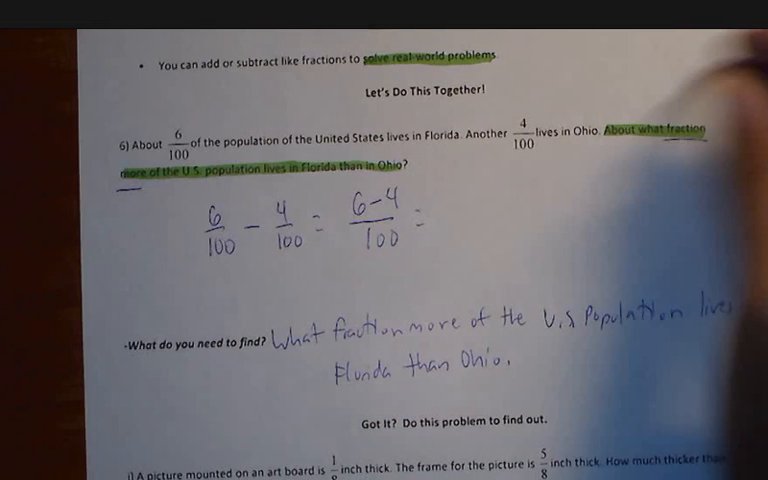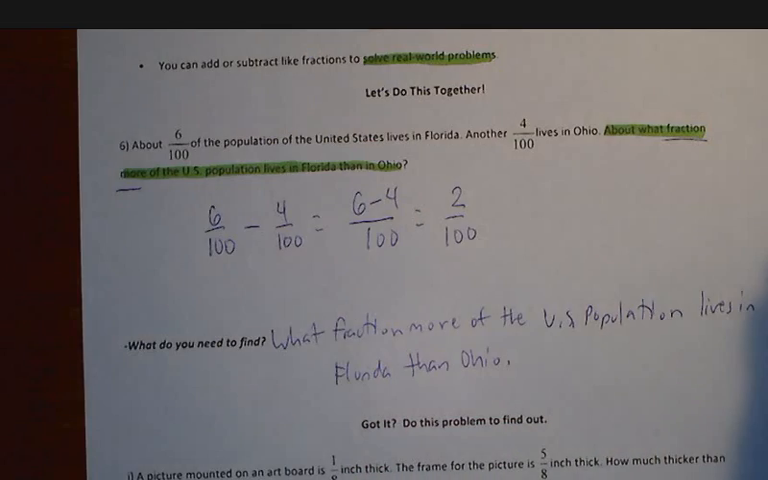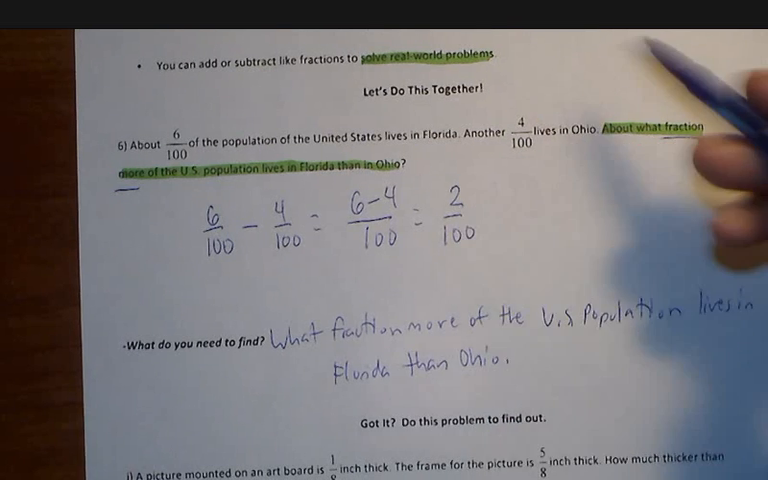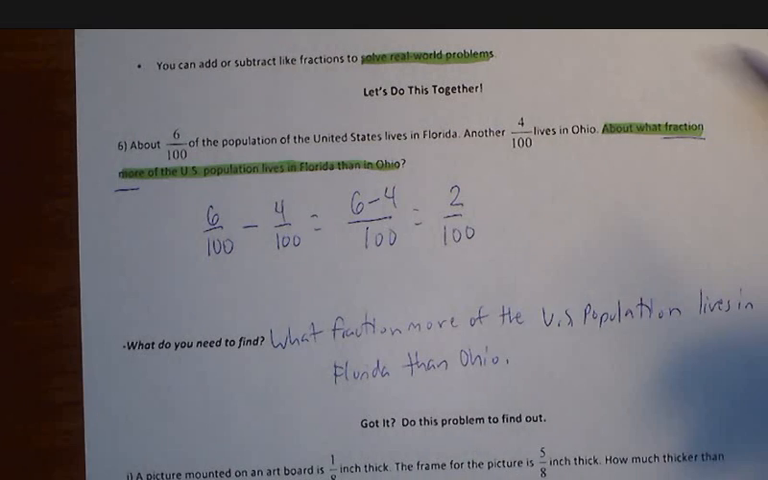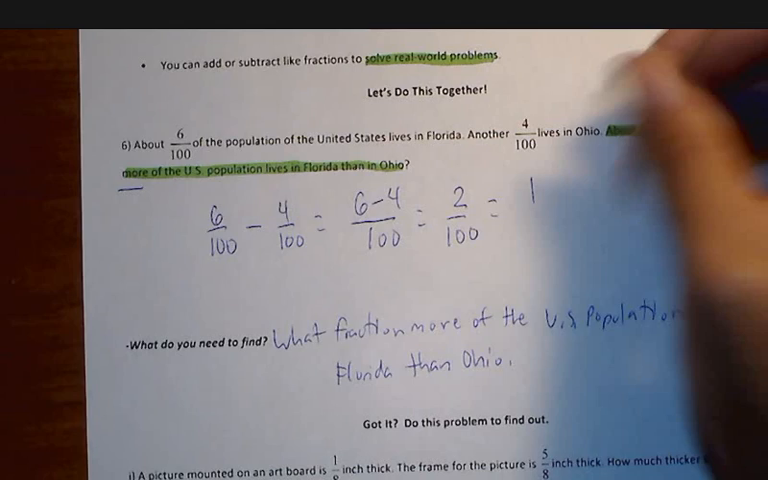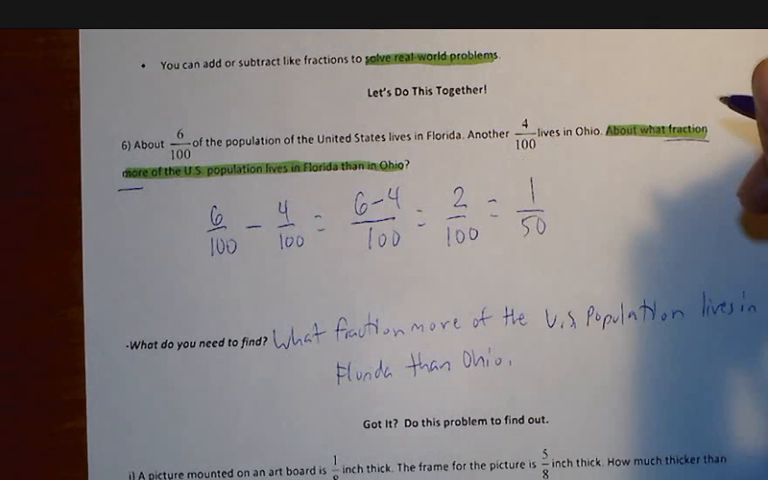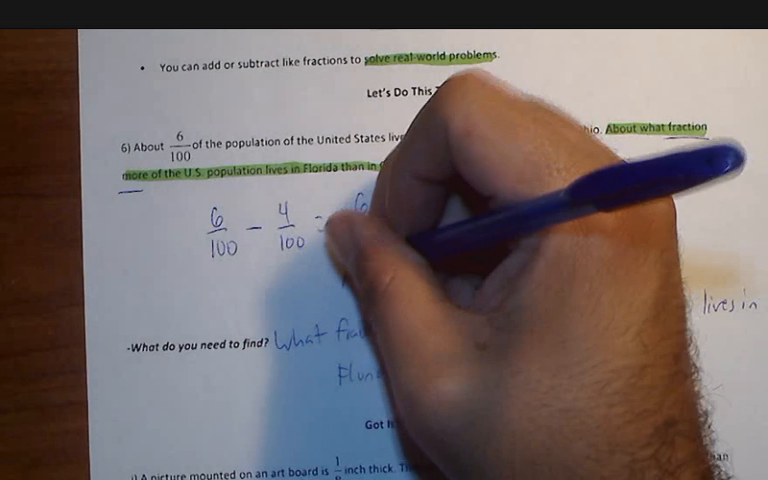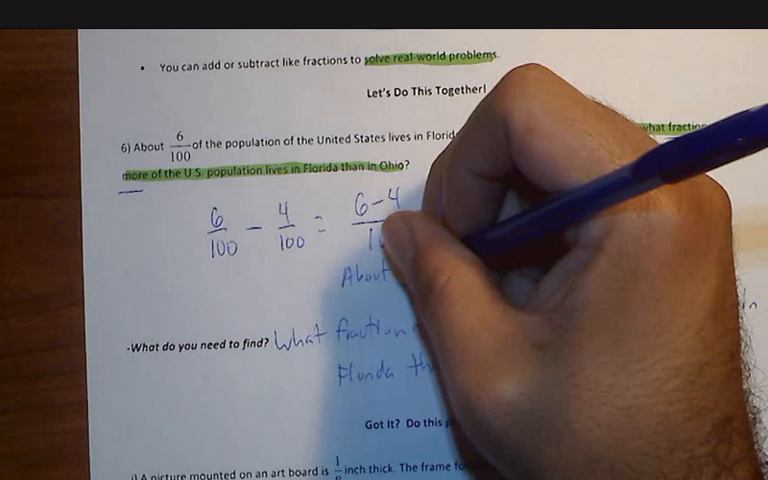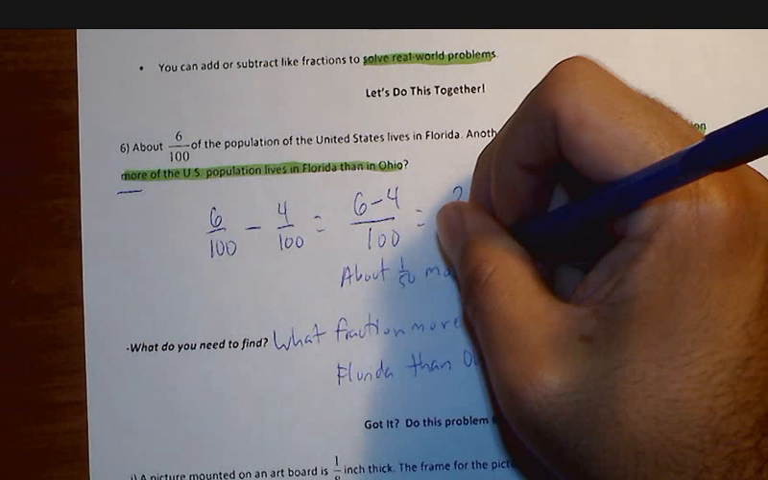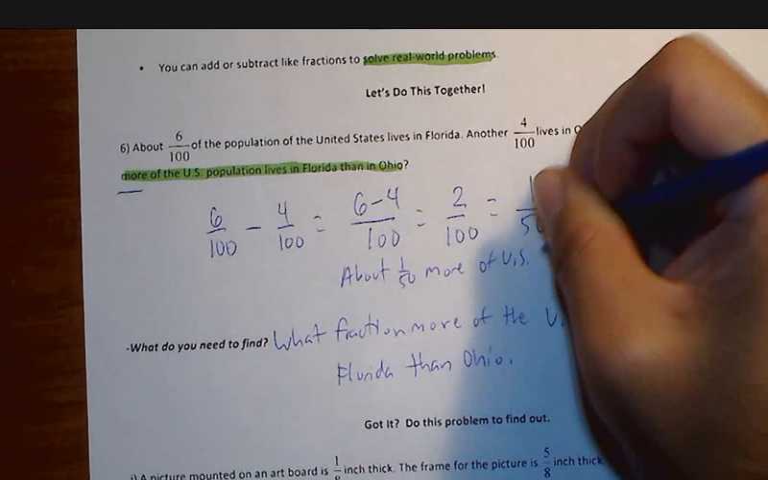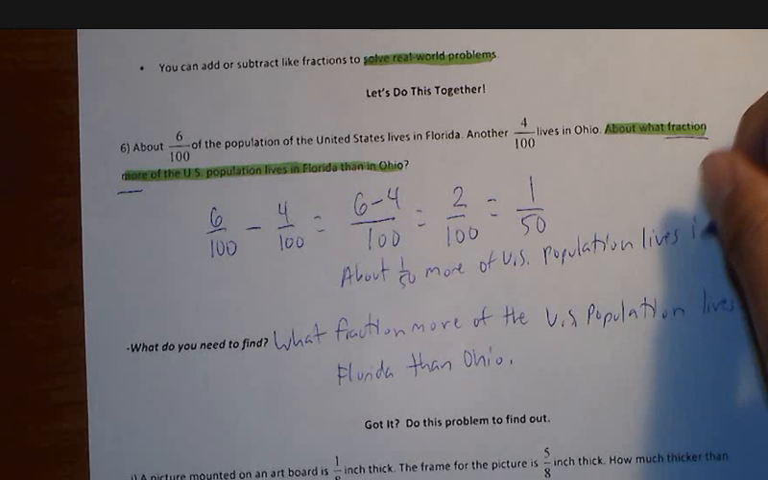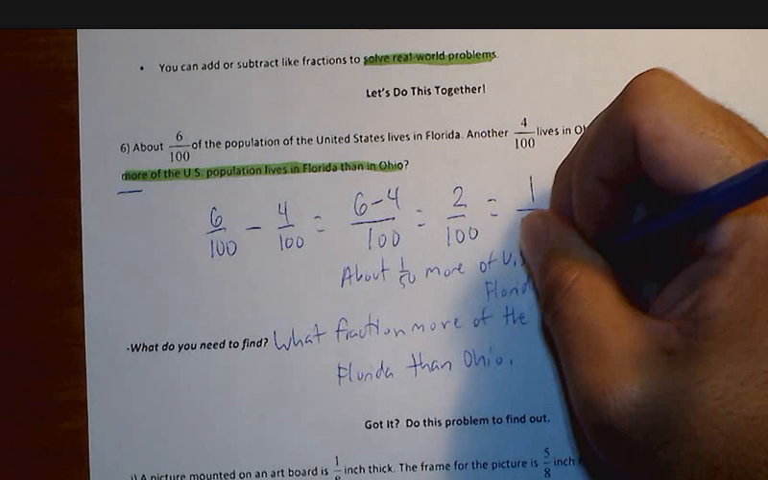However, I can simplify this further. What number goes into both 2 and 100? The answer is 2. 2 divided by 2 is 1. 100 divided by 2 is 50. Therefore, about 1/50th more of the US population lives in Florida than Ohio.